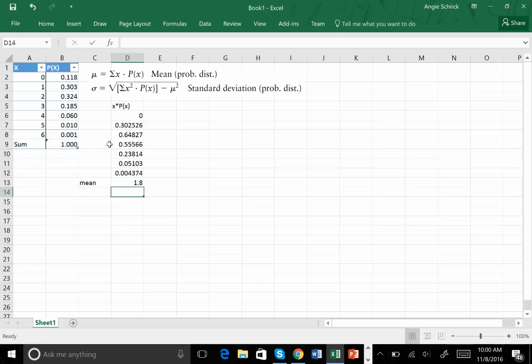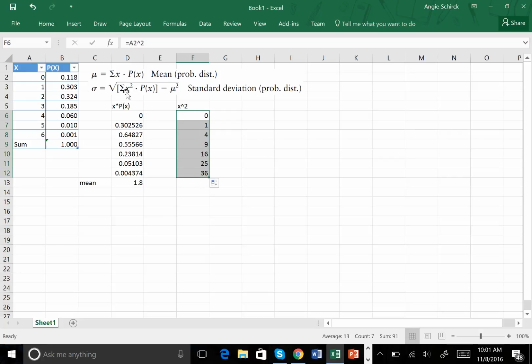All right, to find the standard deviation of my probability distribution, it's very similar to what we did for a frequency distribution. First, I need to find x squared. So I'm going to make here a column for x squared. All right, so this is going to equal my x variable squared. I am going to copy that down by dragging that handle there to these other cells. So these are all my x values squared. You can see that there.